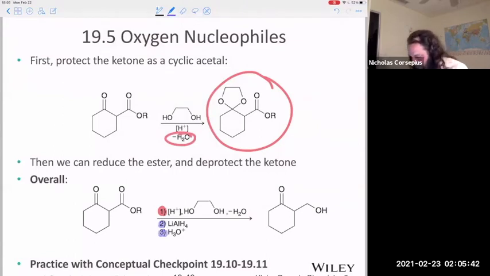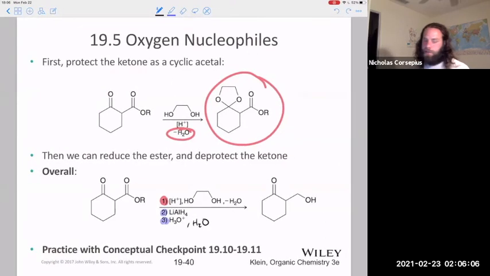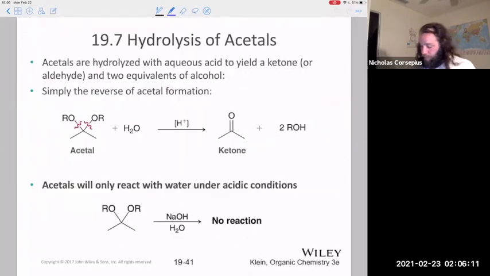And then when I add acid as well as water or some aqueous acidic solution, that will kick that cyclic acetyl protecting group back off, and I'll be left with my ketone again. Okay, so we've learned about protecting groups before. This is now another protecting group that we're learning about, specifically for ketones and aldehydes. Like I said, the reverse reaction is easy to do.